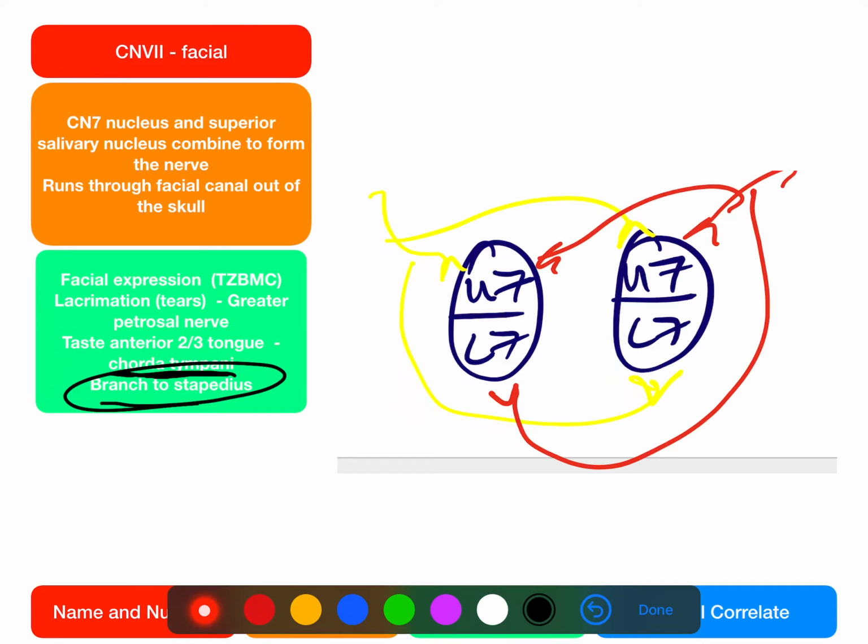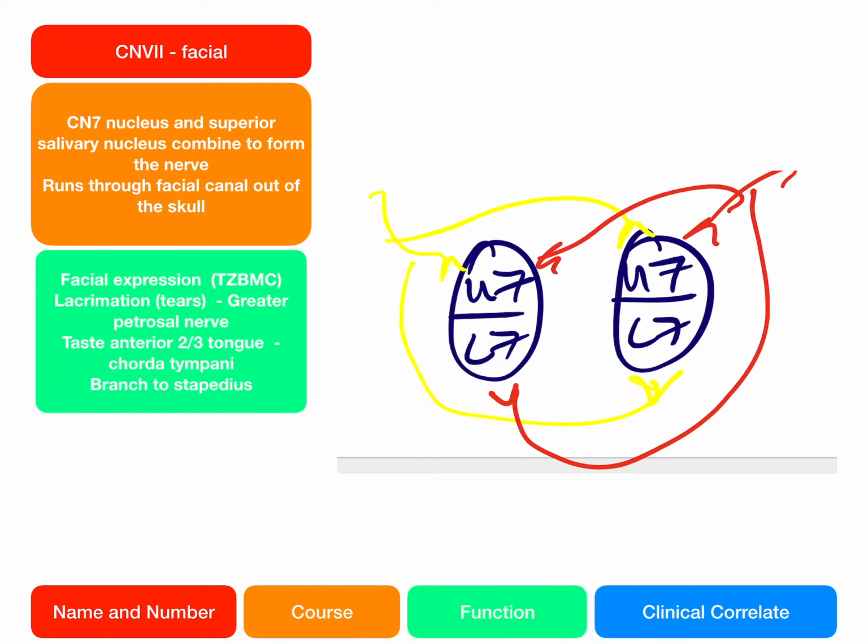And we have this thing which gives a branch to the stapedius. It's called the stapedial nerve. And the stapedius holds the ossicles in place so they don't overreact to loud noise. Right? So the stapedial reflex kicks in from the brainstem when it hears a loud noise. It kicks in, bang, holds the ossicles in place and prevents noise from being too loud. Loss of that is called hyperacusis.